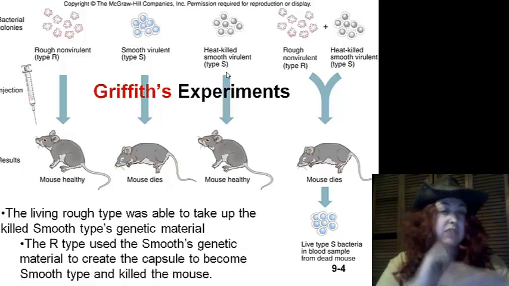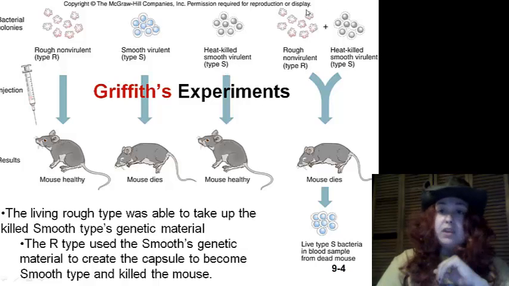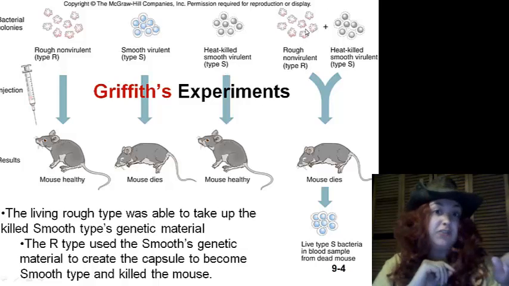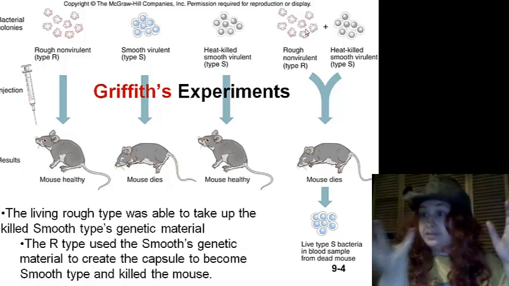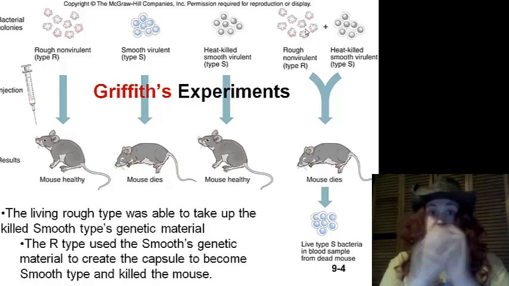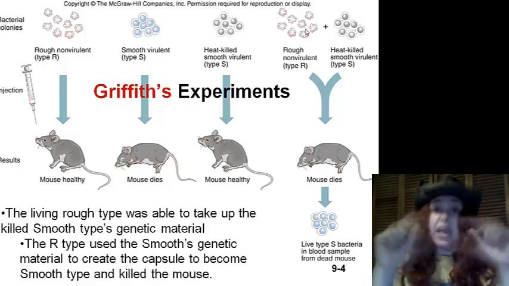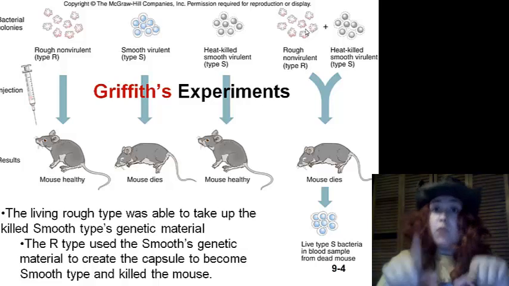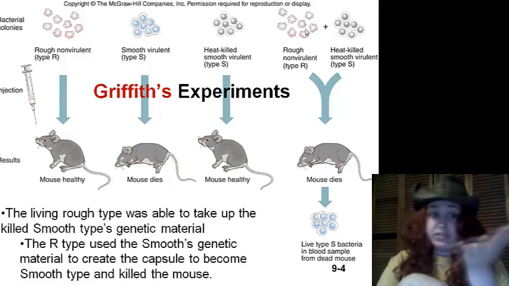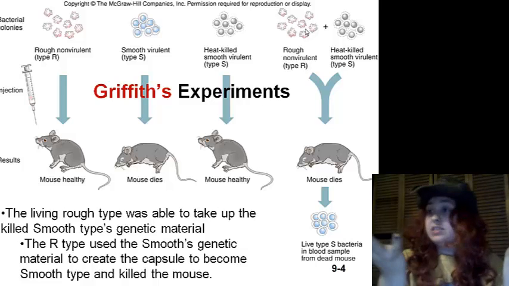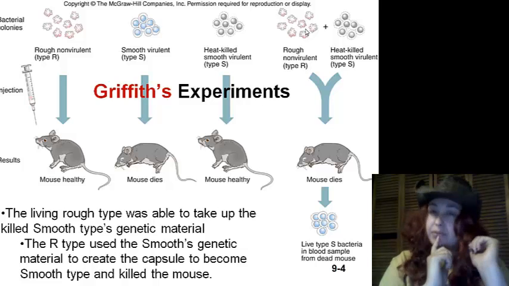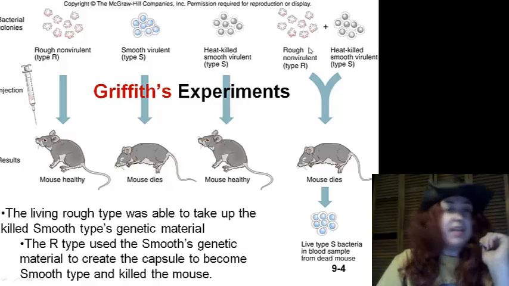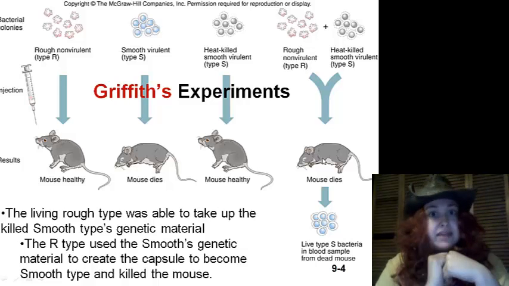Now this is where things get kind of funny. We took live rough and mixed it with dead smooth. We took that concoction and put it into a mouse. Well, if the rough allowed the mouse to live, and the dead smooth allowed the mice to live, we would think that the mice would live. That's not what happened. When we combined the two, the mouse died.